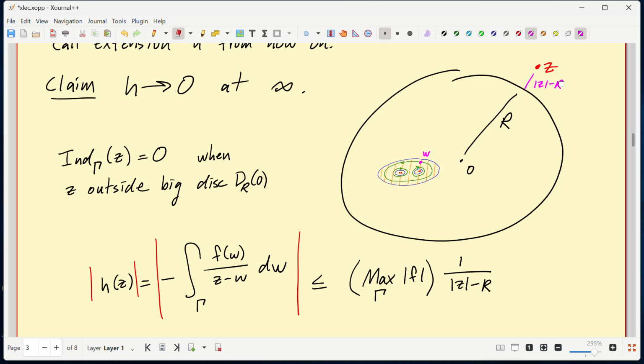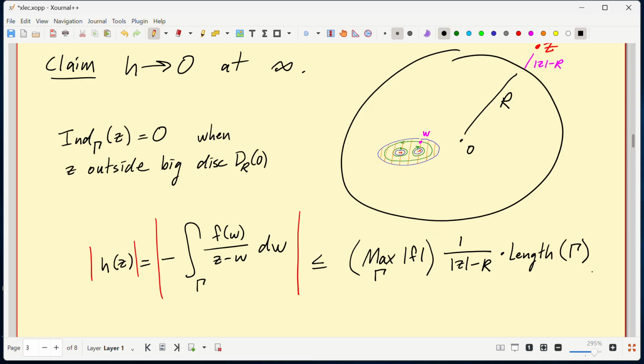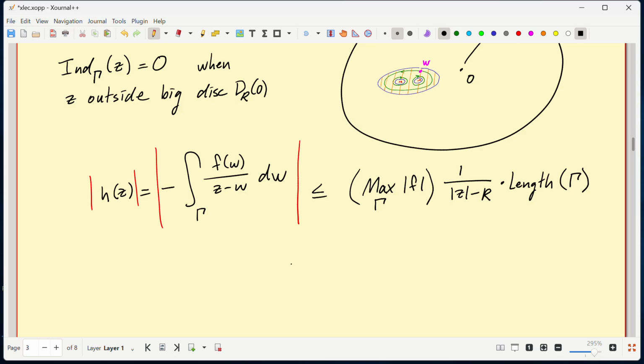And then finally, we need to multiply that whole thing by the length of gamma, which is the sum of the lengths of the curves. So you could define all these things. The length of the cycle would be the sum of the lengths of the closed curves. Anyway, it's the basic estimate, noting that w doesn't get anywhere near the z in the denominator, and bounding it by that. And that clearly goes to 0 as z goes to infinity. So we're basically done.